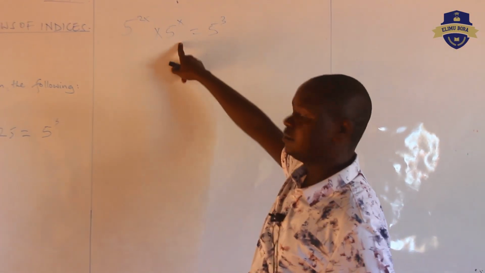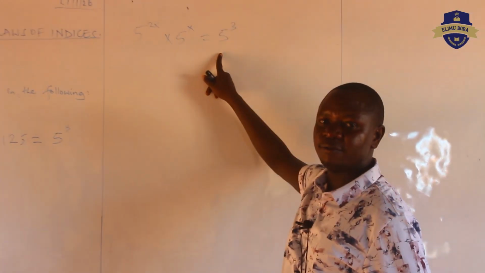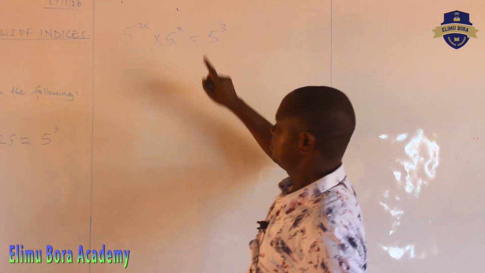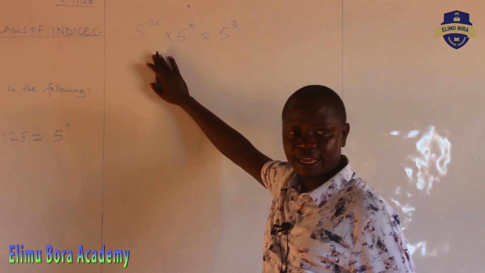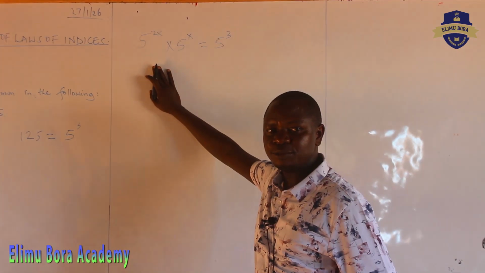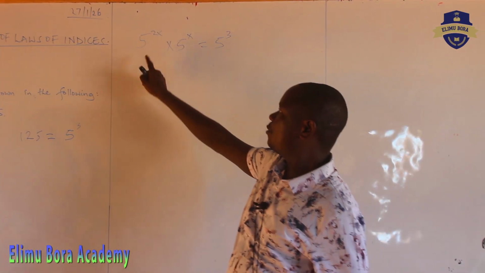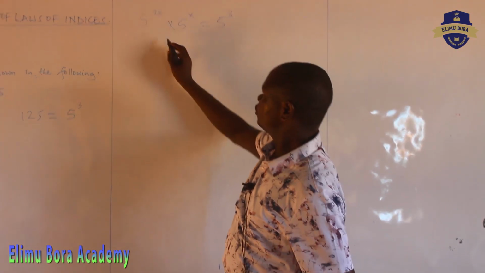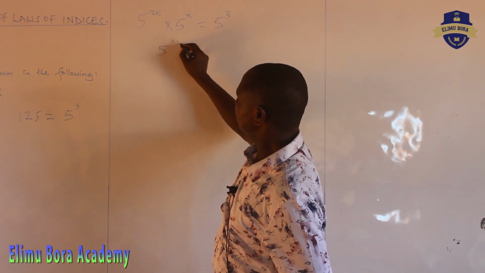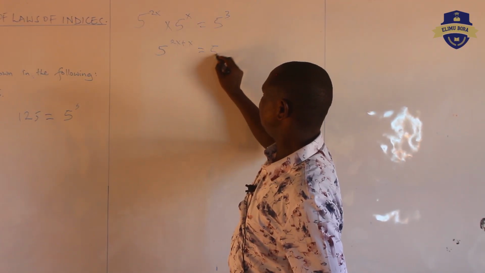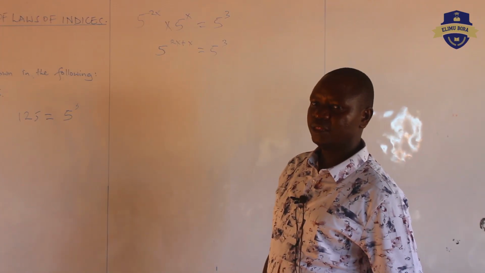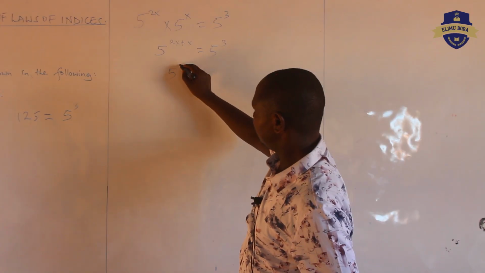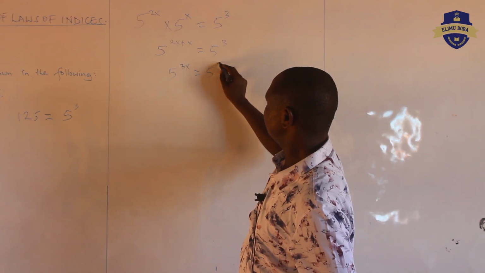5 power 2x times 5 power x is equal to 5 power 3, isn't it? Now, the bases are the same, isn't it? And on the left hand side, we use which law? The first law, which is multiplication, whereby when the bases are the same and you are multiplying, you add the powers. So this one is going to be 5 power 2x plus x is equal to 5 power 3. Now the next step, we add the powers: 2x plus x, 3x is equal to 5 power 3.